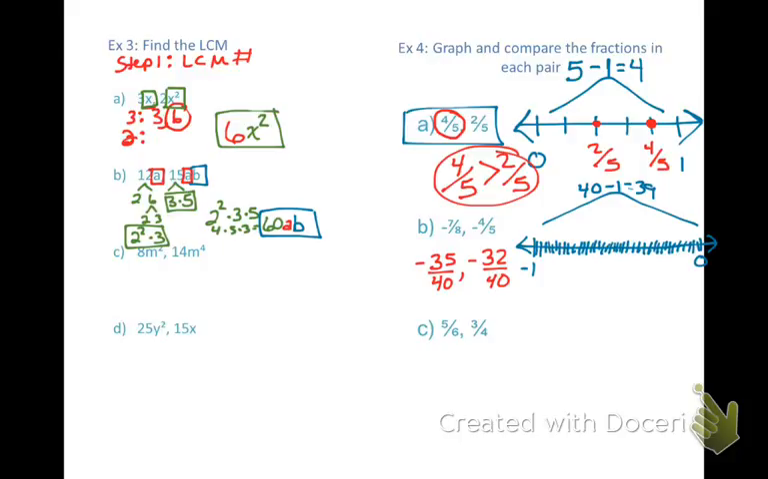Okay, now you're going to do your dots. So you're going to find 35 on here, going from 0 and going left. And when you've graphed it, you notice this time -32 is bigger than -35. So you go back to the original, so -7/8 is less than this time -4/5.